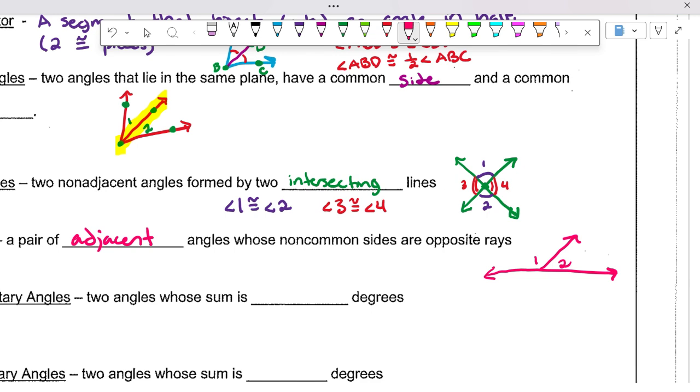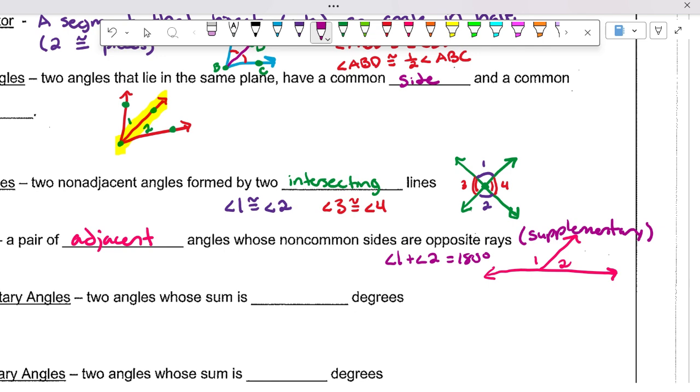First off, what does this look like? Judging from my picture, what does it look like they'll be? They look like they'll be supplementary, which means they'll do what? Add up to 180, and that's exactly what they are. They're supplementary. So a linear pair is always supplementary. So angle 1 plus angle 2 is equal to 180 degrees. So just know if you hear the phrase linear pair, they're talking about two supplementary angles.